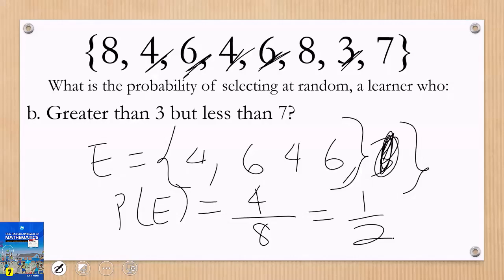Right, so I'm sure you've learned a lot about how to calculate probability with a given event and given sample space.